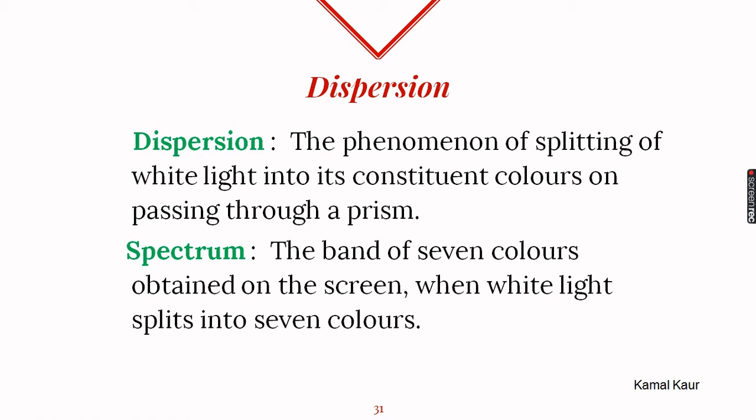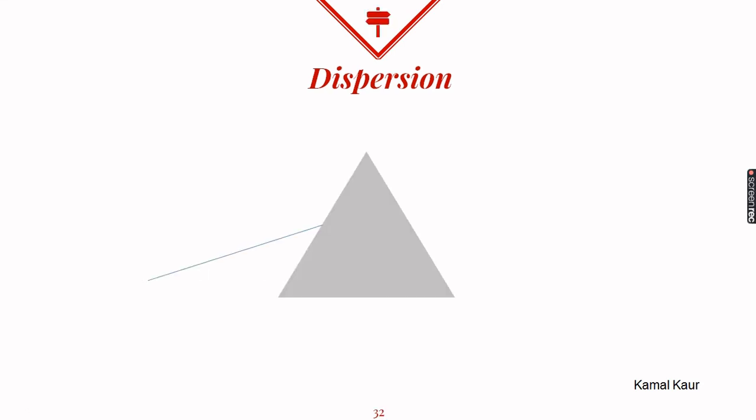This phenomenon of splitting of white light into its constituent 7 colors is called dispersion. And if we obtain these 7 colors on the screen, that will be called a spectrum. So we will learn to draw the diagram of this dispersion, and this diagram should be drawn very carefully, otherwise it can be incorrect also.